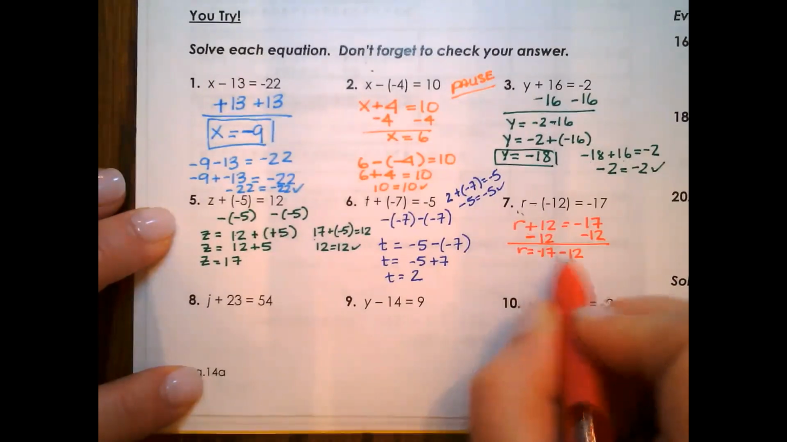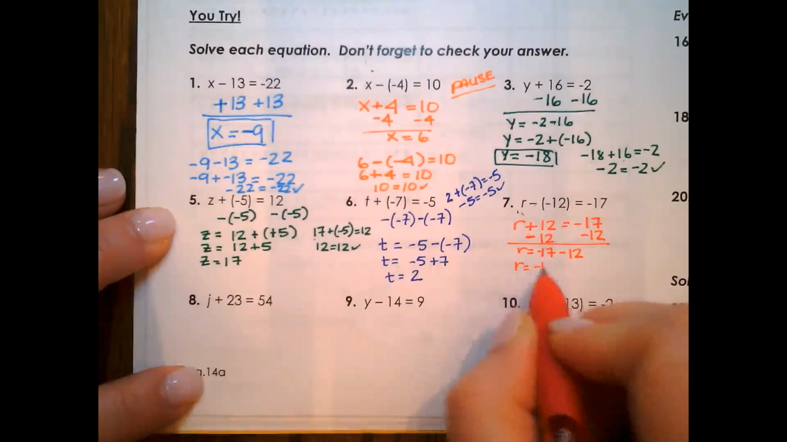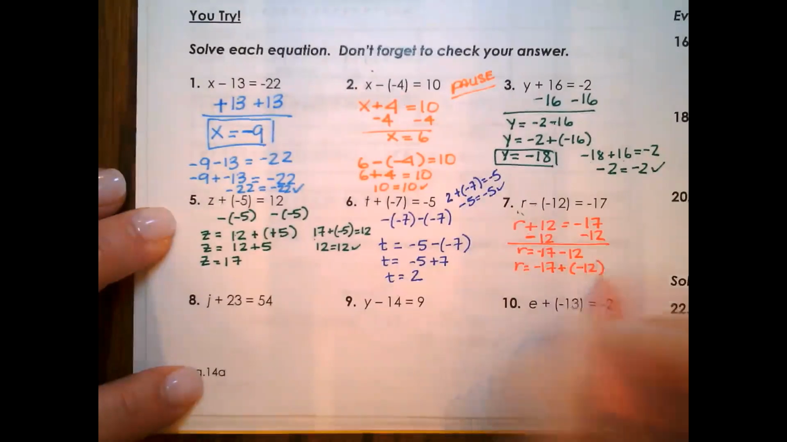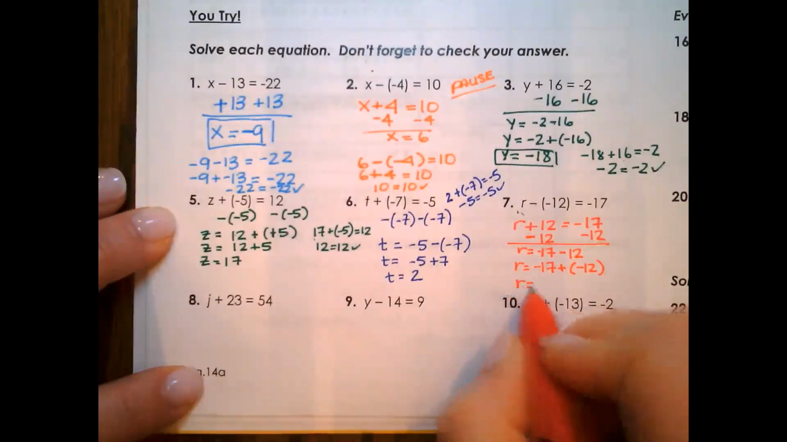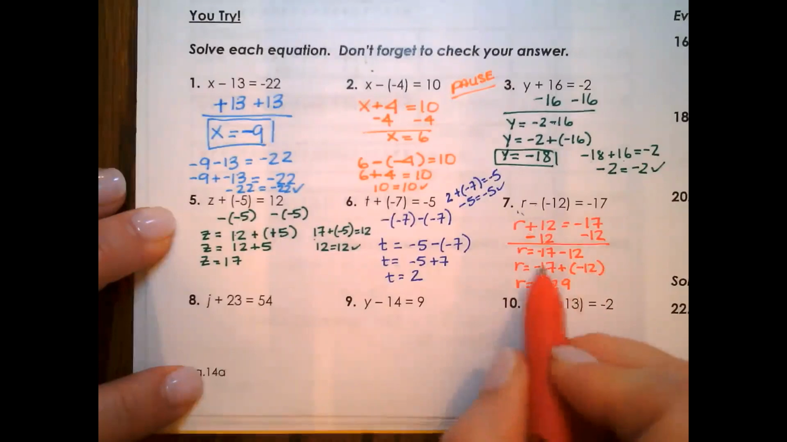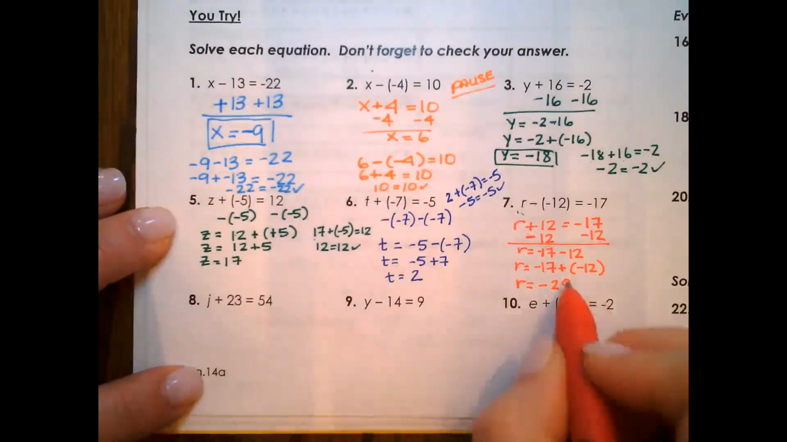And we have to change this to an addition problem. So R equals negative 17. We are subtracting a positive. That's like adding a negative. So R will equal negative 29. Remember that they're the same sign, so we keep the sign and add them together.